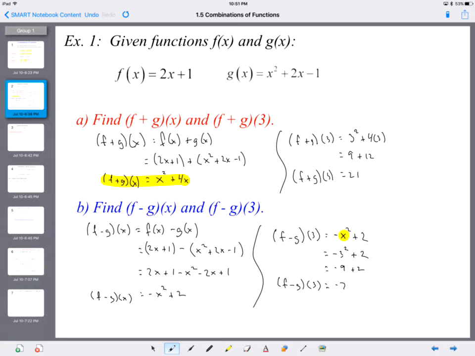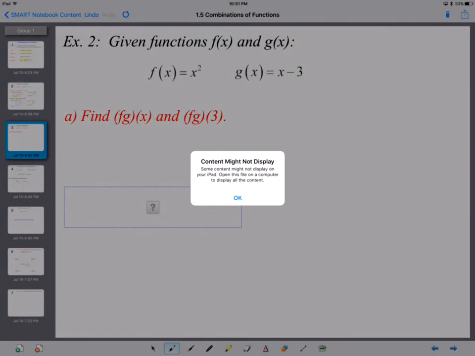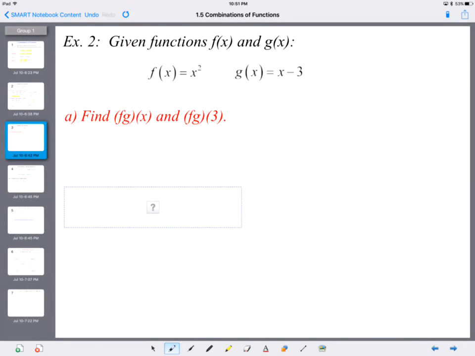So there's addition, there's subtraction, and then we're going to have multiplication and division. So apparently something didn't come out right on my notes, but that's okay. I'll fix it as we go here. So the function f of x equals x squared, and the function g of x is equal to x minus 3. So the first thing I want you to find is f times g of x, and then we'll do f times g of 3.